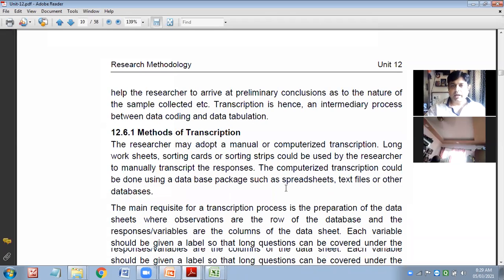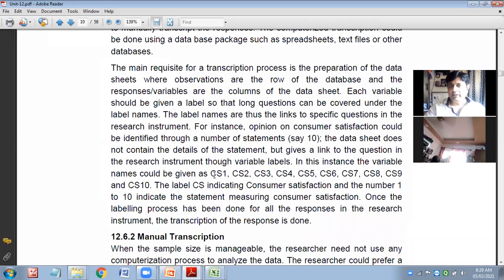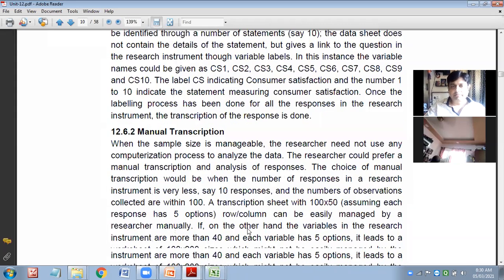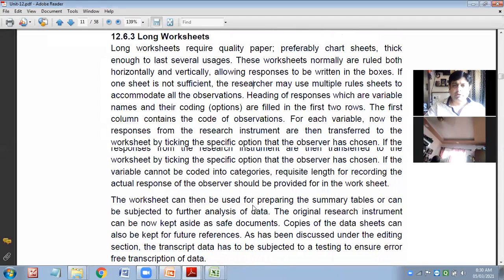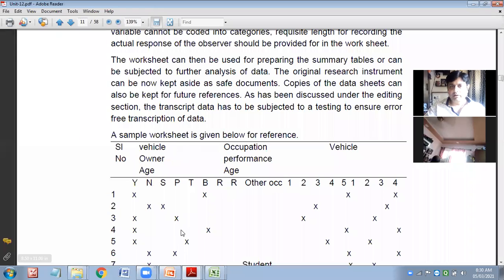Method of transcription क्या है? Just now you have seen in your college there is a classification of junior science, you know JS1, or commerce का commerce 1C, 1C2 like that. Manual transcription is also possible. A long worksheet is also possible. In Excel you can do this kind of thing: these are the owners, these are the performance, these are the vehicle.